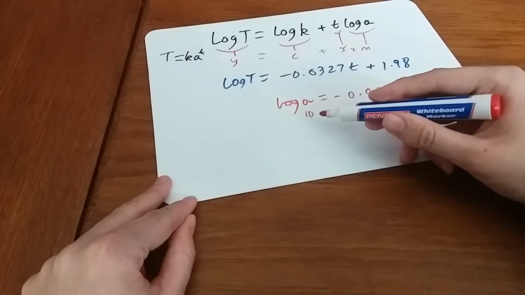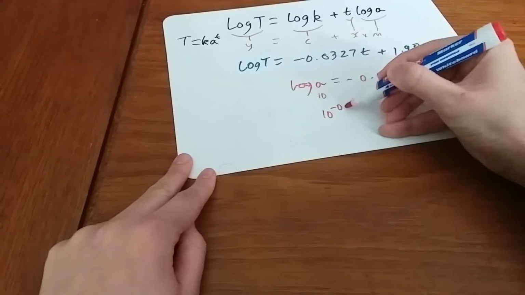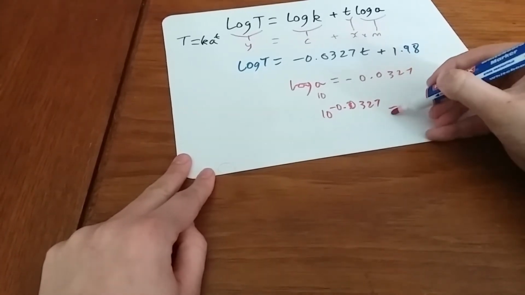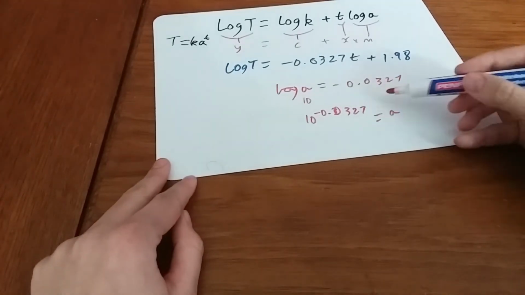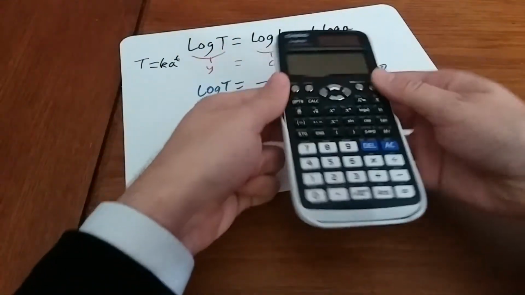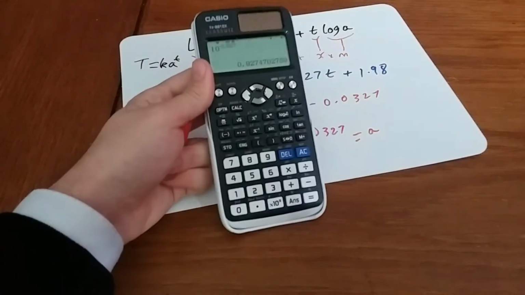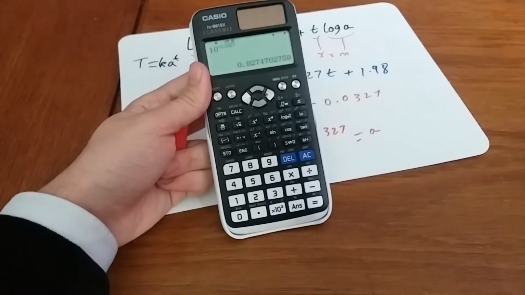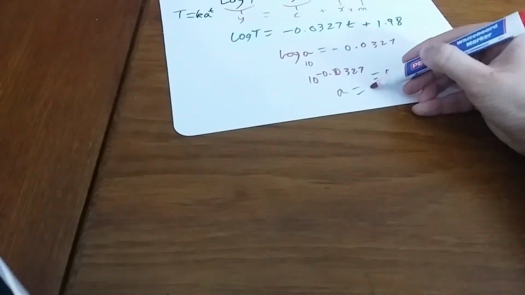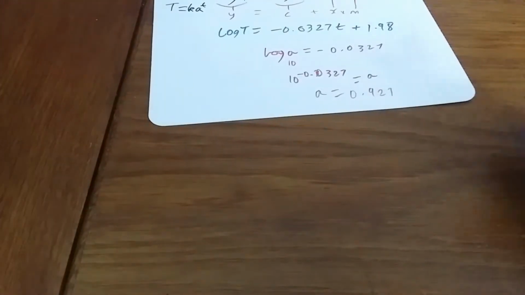Using this log, we want to work out what A is. Well, we can rearrange it. This is saying, what power do we have to take 10 to? Negative 0.0327 to get to A. Well, this is the thing that we're going to be typing into our calculators. We can use 10 to the power of. I'll just do it off screen. Okay, I've got that number there. So, we've worked out what A is. A equals 0.927. We're just writing it to three significant figures.